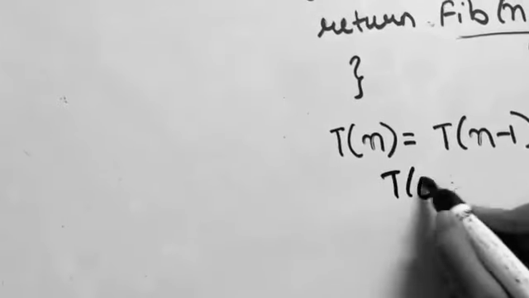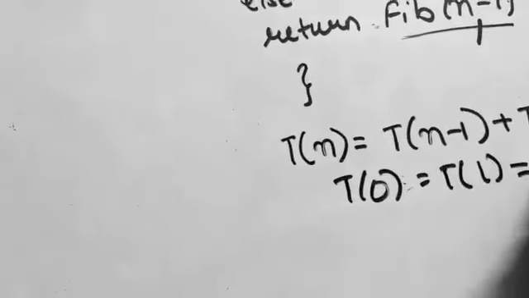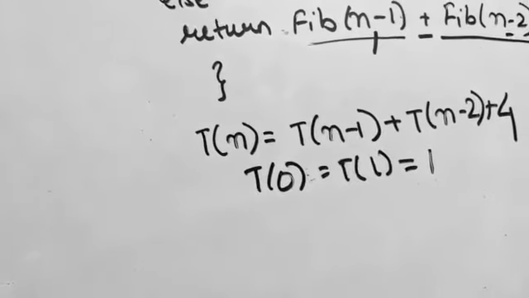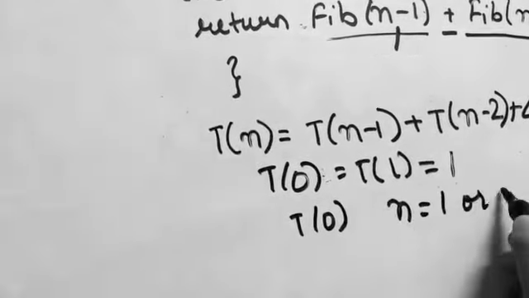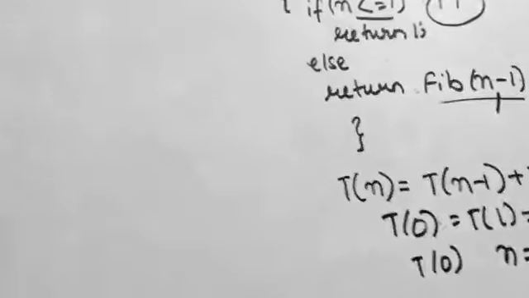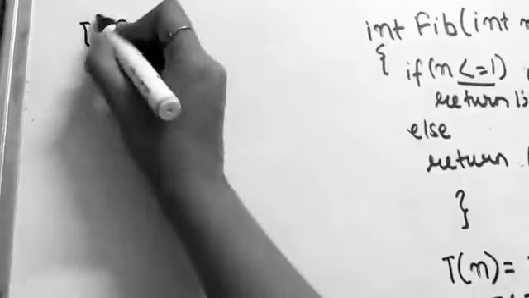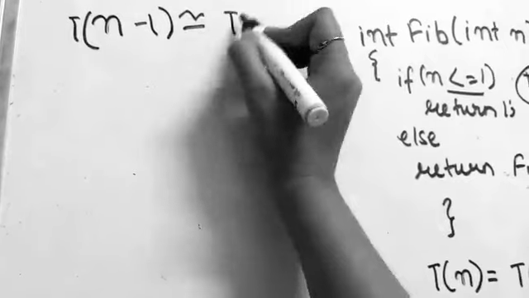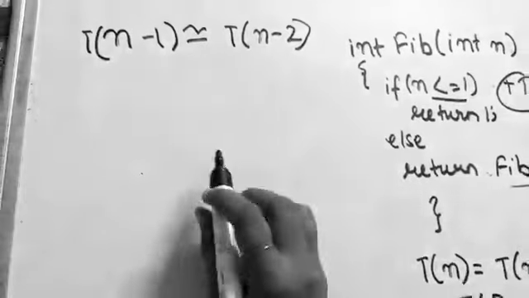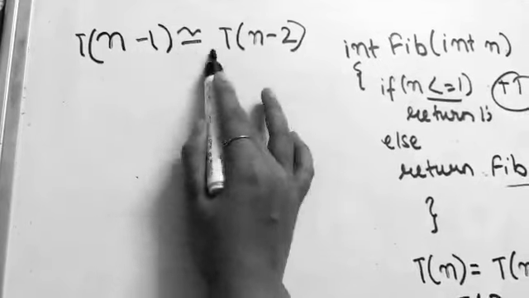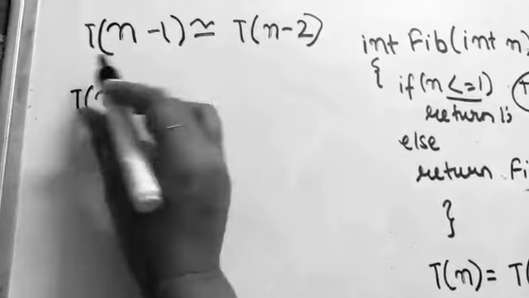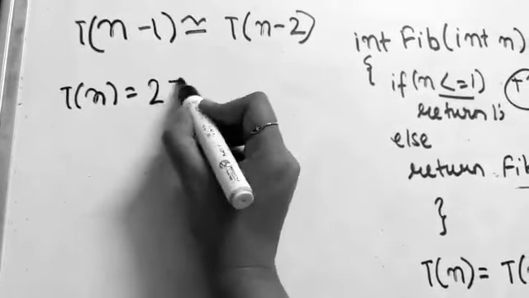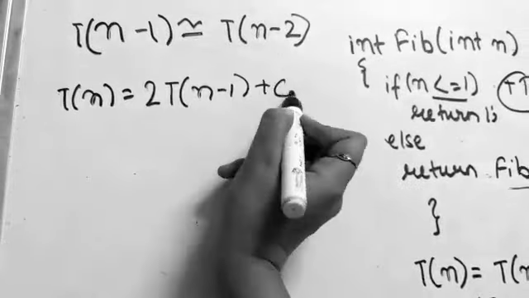Now we know that T(0) and T(1) will be equal to 1 as discussed earlier, for n equal to 1 or n equal to 2. Now let us make one assumption that T(n minus 1) is equal to T(n minus 2). For very large values actually this will be nearly equal. So modifying T(n), since we have assumed that both of them are nearly equal, we get 2T(n minus 1) plus a constant C.